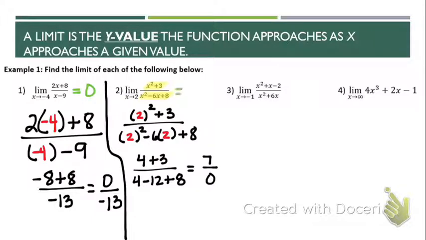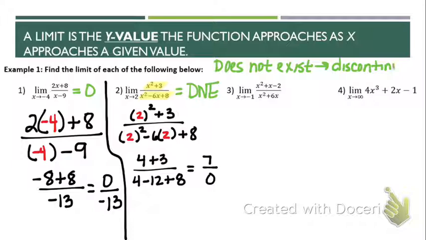So you would say DNE, and again, DNE represents does not exist. And it does not exist because there is a discontinuity at that point. Some type of discontinuity is happening on that graph when x is 2. So that's what it means when you have a 0 in your denominator.